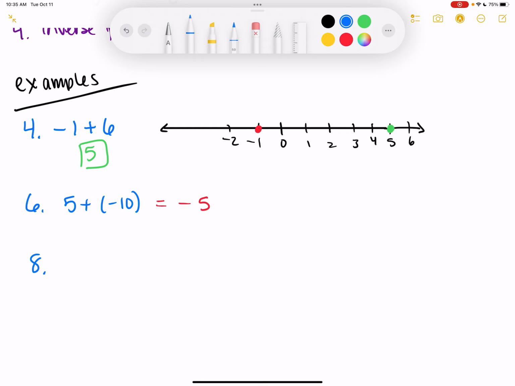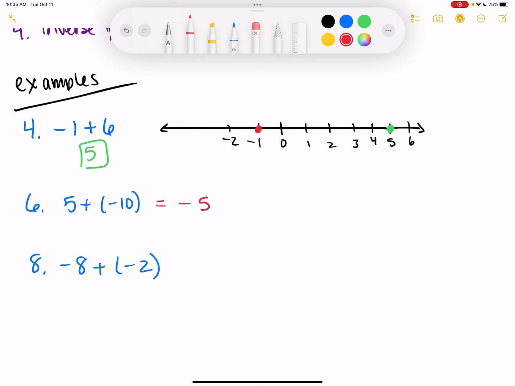So -8 plus -2. These technically have the same sign on them. Okay, they're both negative. So I would have -8 minus 2, which would be what? -10.